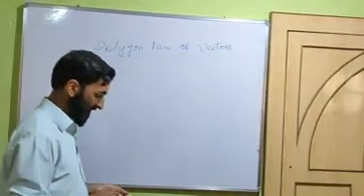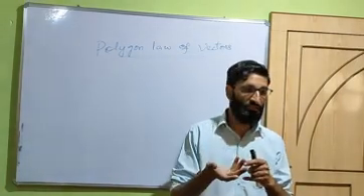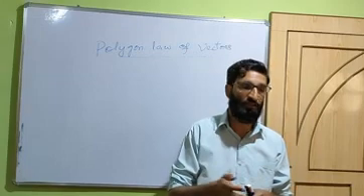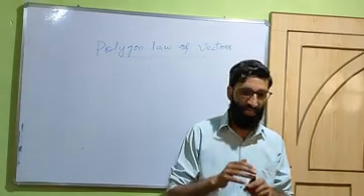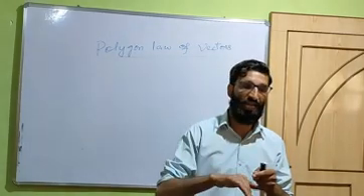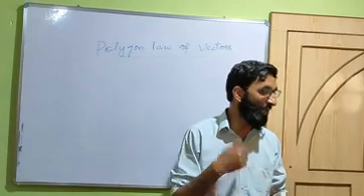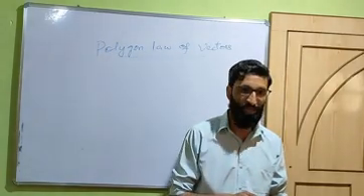What does polygon law of vectors state? It states that if n vectors are represented by n sides of a polygon taken in order, then the n plus 1th side, that means the closing side of the polygon taken in opposite order, represents the resultant of these vectors.